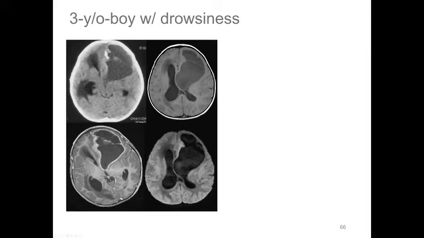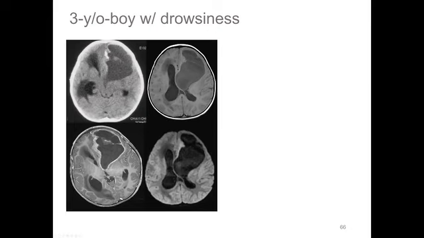For example, you can look at this one: a 3-year-old boy with drowsiness, and you see a very, very large tumor with a cystic portion that also carries some calcifications and some solid portions. This solid portion shows restricted diffusion. That means it could be a high-grade tumor, but it's unusual to have a cystic portion and calcification for a GBM, for the gliomas.